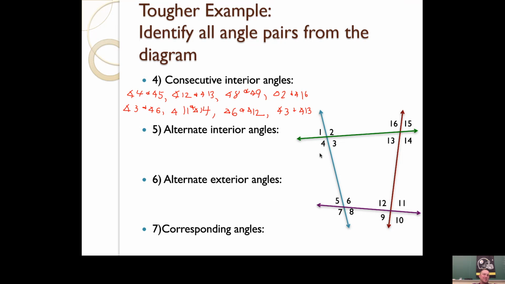So obviously when you have 16 angles, that's 8 different pairs of angles. It's a lot to write. It's a lot to visualize. It just goes to show you how complicated it gets with one extra line.